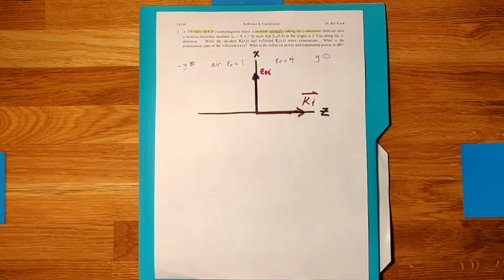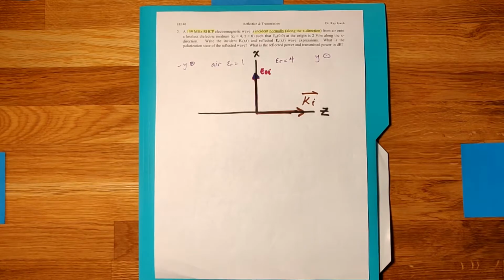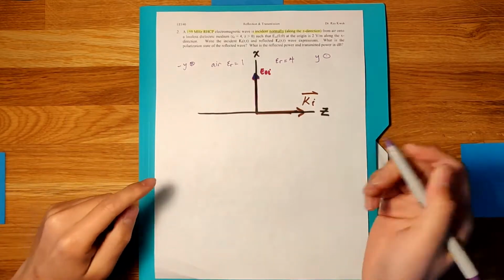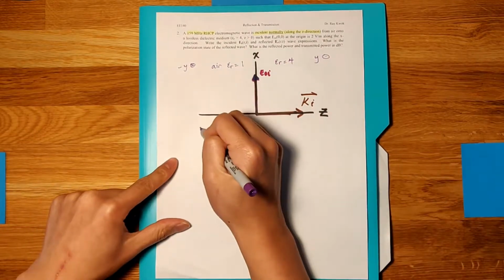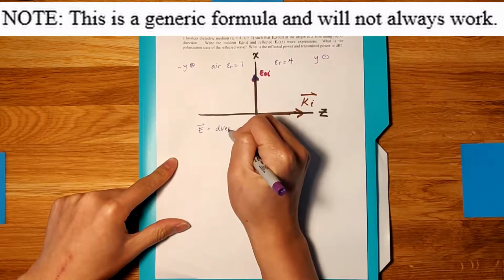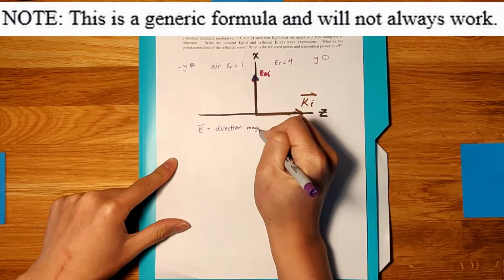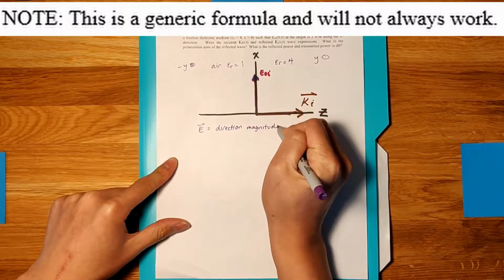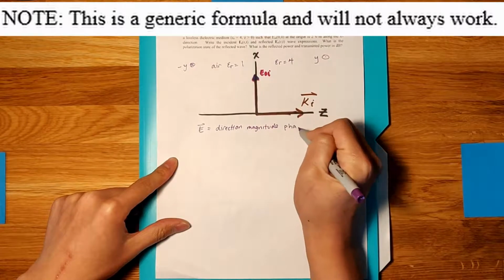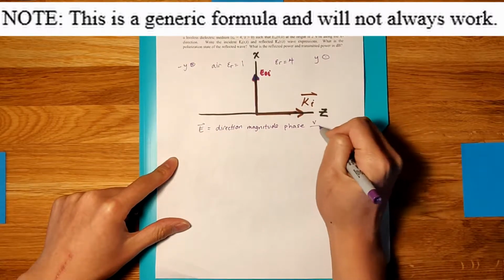Well, now that we drew everything, we can use what we have to write the wave expressions. I like writing down the general form for a wave expression, which is simply the direction that it's going in, its magnitude, and then also its phase, and then the unit. And for electric field, it's simply V over M.